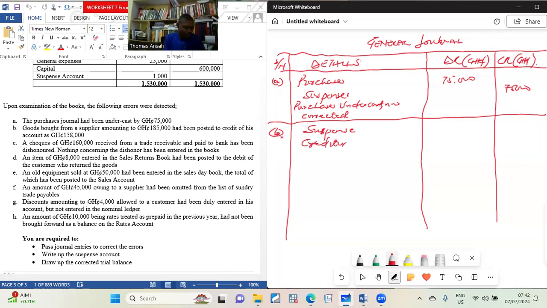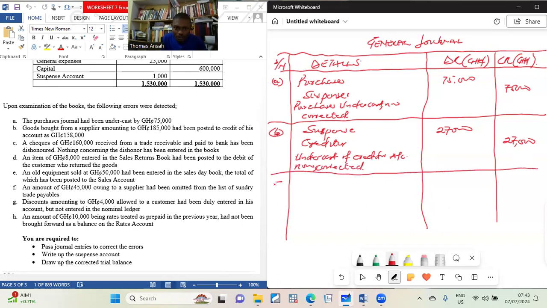So what is the difference? We have 185 versus 158. So 27. 27. All right. So what will we do? So we said that undercast of credit, or undercast in the credit account, or undercast of credit account. Now corrected. All right. That's all.